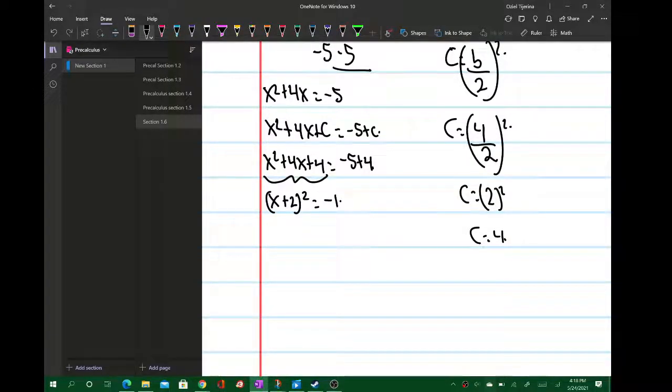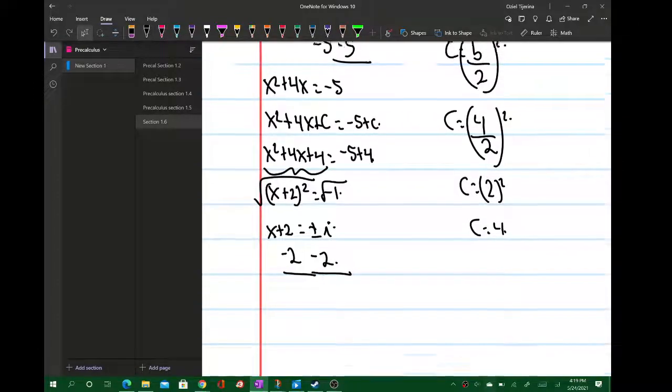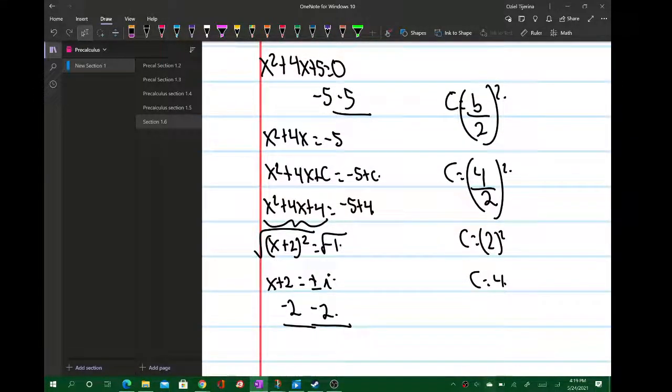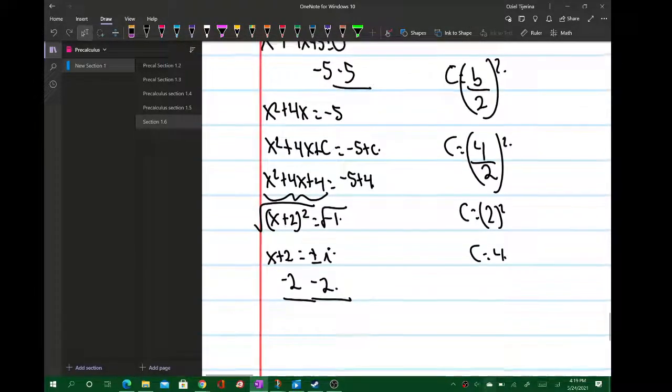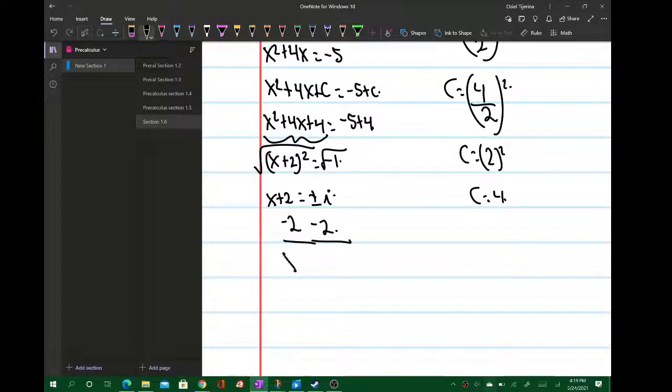Now we can say that this factors as x plus 2 quantity squared equals negative 1. So then we take the square root of both sides, we get x plus 2 is equal to plus or minus i, right? And then we subtract 2 on both sides, and we get x equals negative 2 plus or minus i.